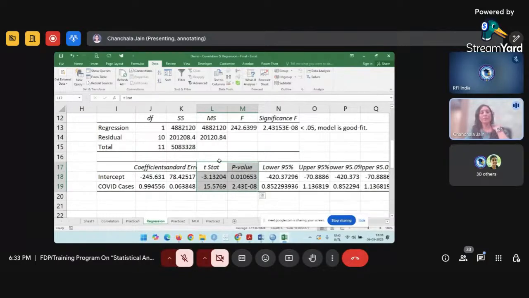So the role of this T, or its P value, is that it will help you confirm whether these two, that is the intercept and the coefficient of your independent variable, are significantly contributing to your dependent variable or not. So you need to see whether these two are significant. Looking at the P value, you can see it for the intercept, and similarly for the coefficient of COVID cases. Can anyone tell me whether these two are significant or not?